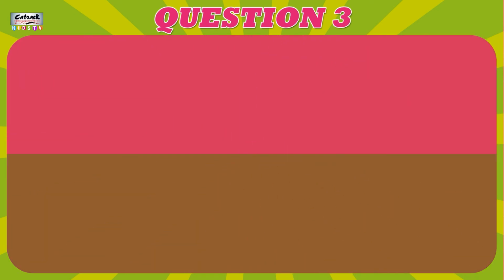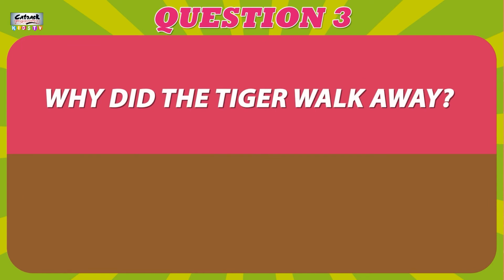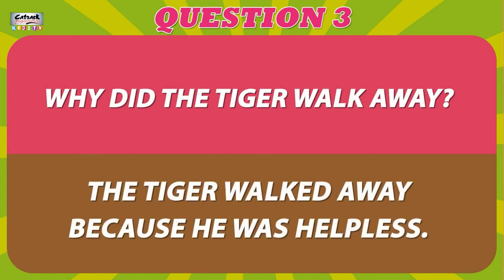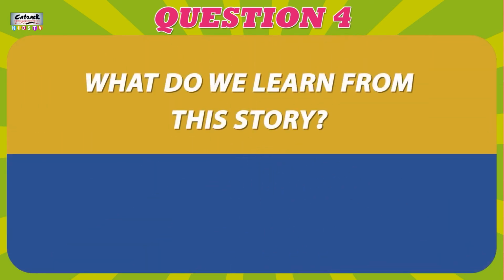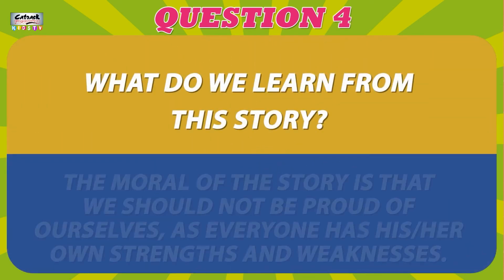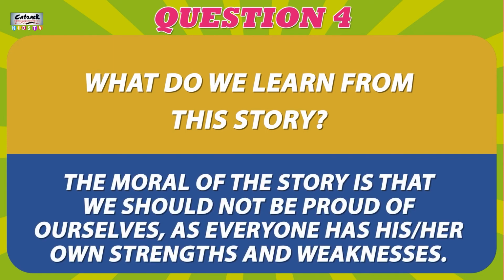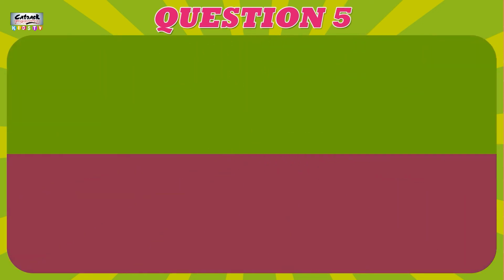Question 3. Why did the tiger walk away? Answer. The tiger walked away because he was helpless. Question 4. What do we learn from this story? Answer. The moral of the story is that we should not be proud of ourselves, as everyone has his/her own strengths and weakness.